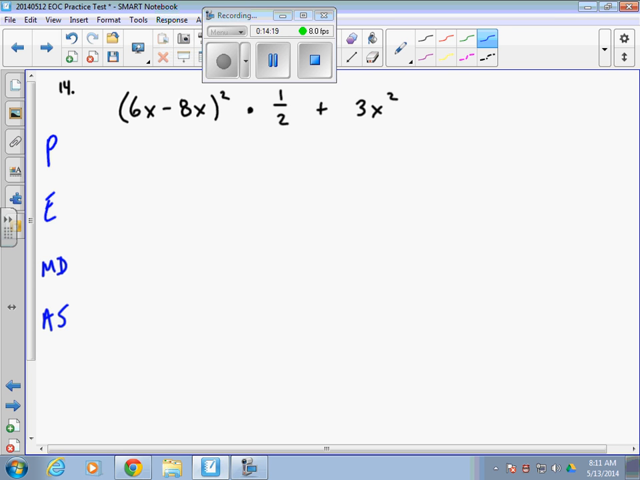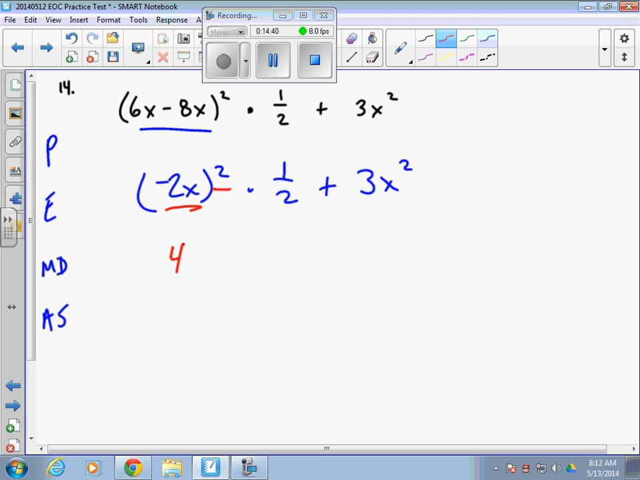Do what's inside parentheses first. 6x minus 8x is -2x, times 1/2 plus 3x squared. Okay, the only thing that's being squared at the end is x, so we're not going to quite get there yet. So it says (-2x) squared. That means -2x times -2x.